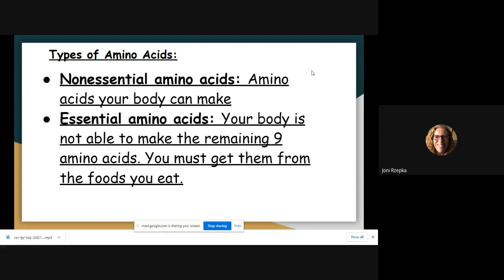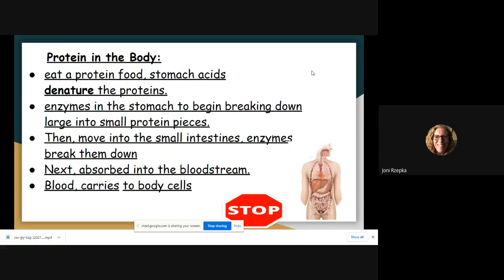Thank you. Okay, so now what does protein do in our body? When you eat protein foods, your stomach acid denatures the protein. So it breaks it down, changes it. This makes it easier for enzymes in the stomach to begin breaking down large protein molecules into small pieces. As the protein pieces move into the small intestine, other enzymes break them down into single amino acids. The amino acids are then absorbed into the bloodstream, and your blood carries them to body cells that need them.